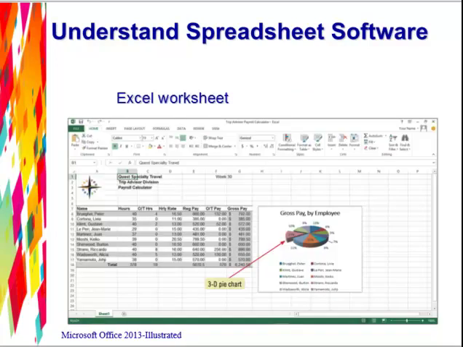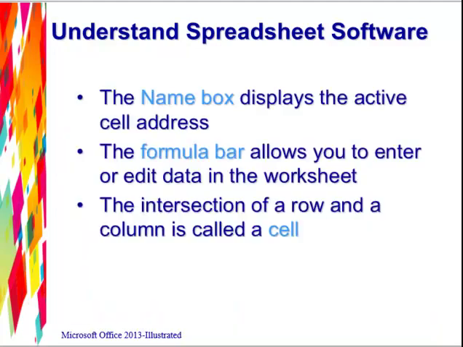So spreadsheet software is a lot like a table in the fact that you have columns and rows, and each row and each column, when they meet at one particular point, that point is called a cell. Now in this window you can see here's a title, here's an Excel spreadsheet, and then here is a 3D pie chart that was generated from the data that is the gross pay column of this spreadsheet.